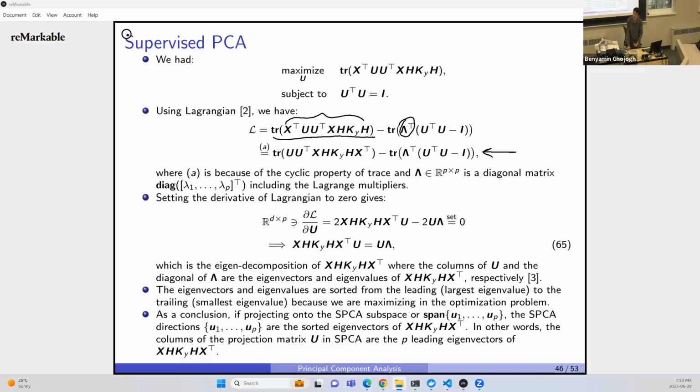Take the derivative with respect to U, which is the optimization variable, and set it to 0. Then you will end up with this. What is this? Recall preliminaries. You tell me. See this as one matrix. This matrix U equals U lambda. This is exactly eigenvalue decomposition for this big matrix. Interesting. So the solution of this optimization problem is the eigenvectors of this matrix. And these eigenvectors, if you put them column-wise, give you the projection matrix.